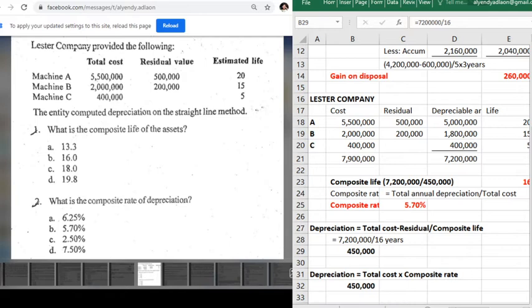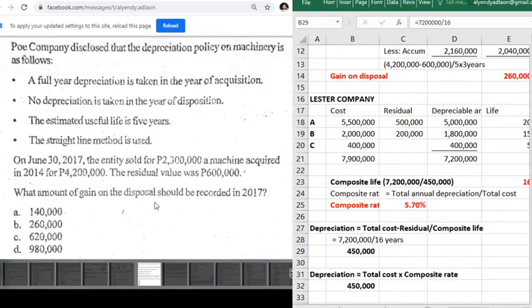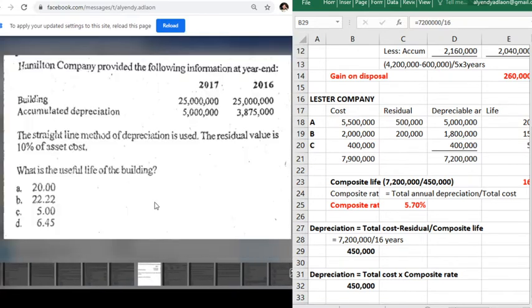Okay, so that is for Lester Company. Now let's proceed to the next. We have Hamilton Company.